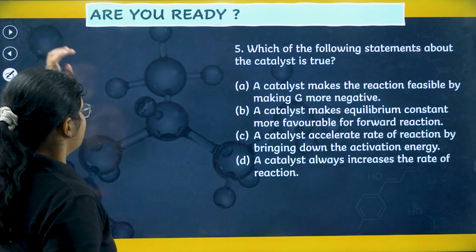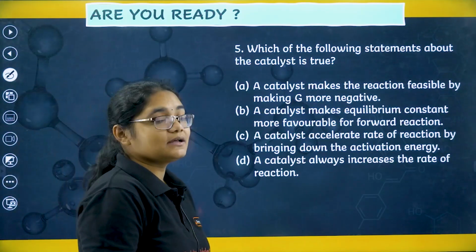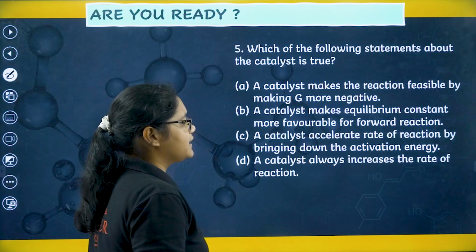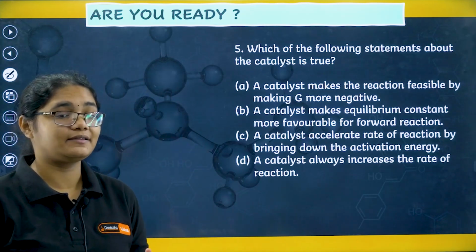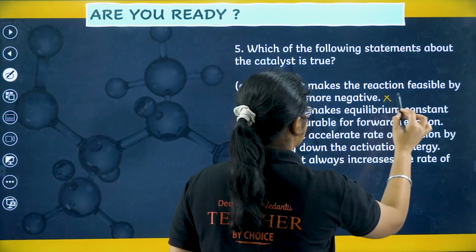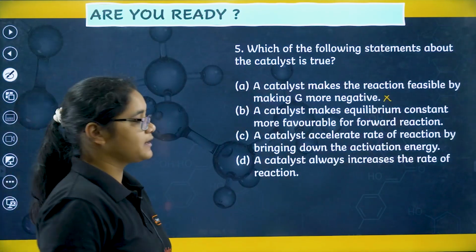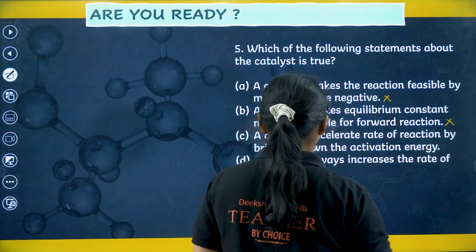Moving to the fifth one, which of the following statements about a catalyst is true? A catalyst makes the reaction feasible by making delta G more negative. We have studied that delta G is not affected. A catalyst makes the equilibrium constant more favorable for the forward reaction. The equilibrium constant is also not changed here.